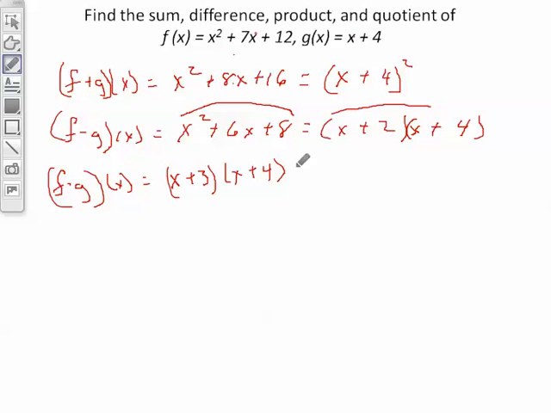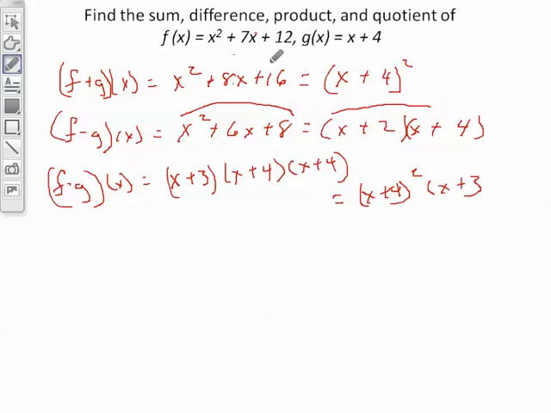And then we're also multiplying it times an x plus 4. And so my ultimate answer over here would be x plus 4 quantity squared times x plus 3. Now I could have expanded that out as well.